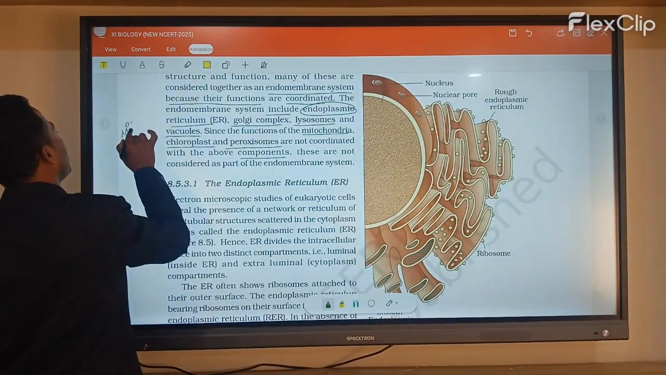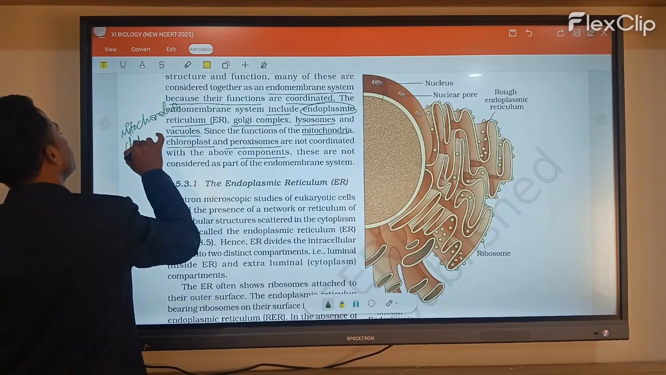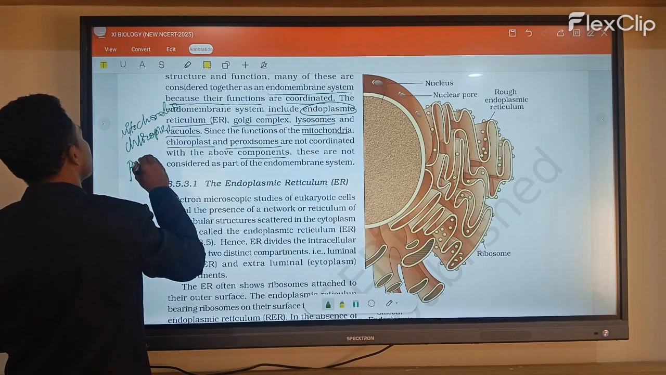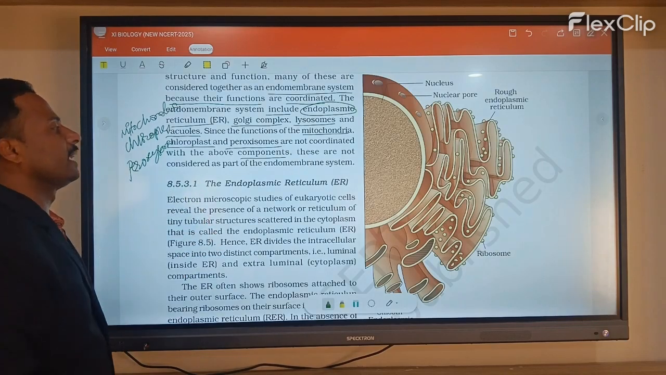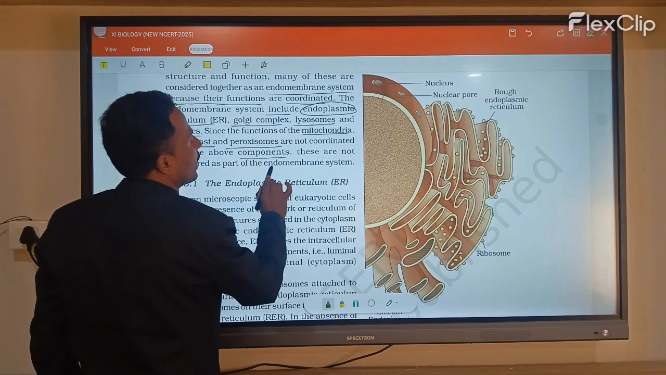The first one is mitochondria, the second one is chloroplast, and the third one is peroxisomes. Peroxisomes are not membrane-bound organelles in the sense that they are not considered a part of the endomembrane system.